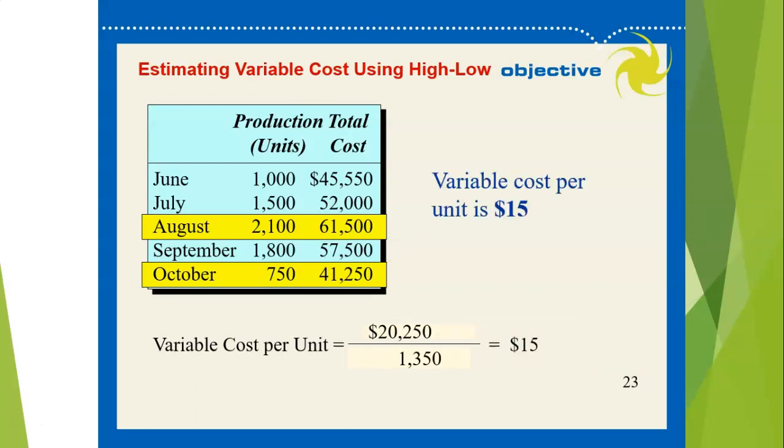And that equals $15 per unit. Okay, so that's going to become part of our total cost equation. Our total costs equal our variable costs plus our fixed costs. So our variable costs are going to be $15 per unit times however many units we estimate that we're going to have.